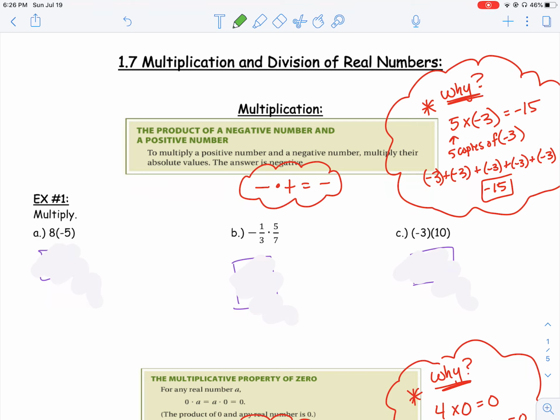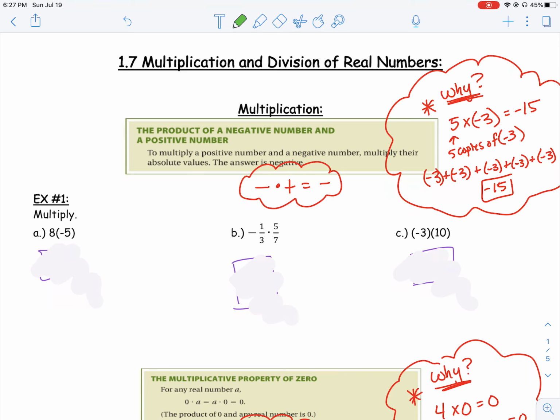You might remember that multiplication is just a way of making multiple copies of. For example, if I have 5 times negative 3, what I'm really asking you to do is make 5 copies of negative 3. Negative 3 plus another negative 3 plus another negative 3 plus negative 3 plus negative 3. Negative 3, 5 times. I end up getting negative 15.